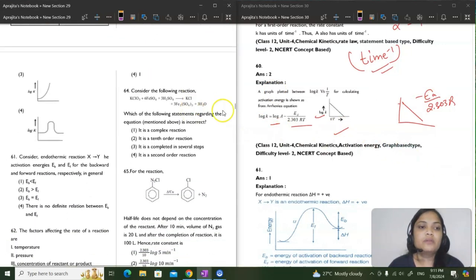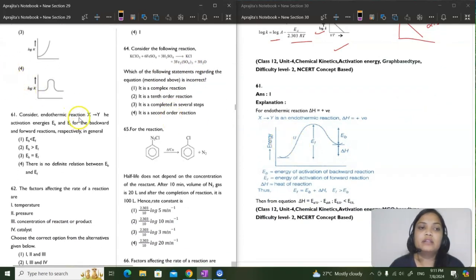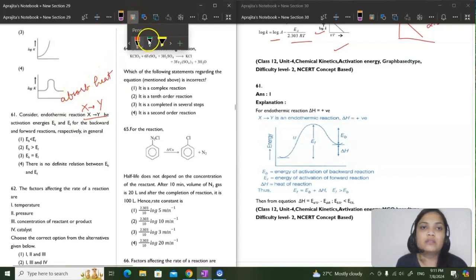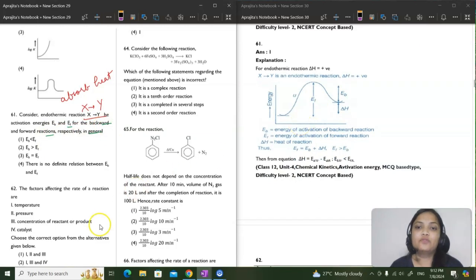Okay, question number 61. Consider endothermic reaction X to Y. Okay, X is changing to Y. It's an endothermic reaction, which means it will be absorbing heat. Okay, it will absorb heat. So that is the meaning of endothermic reaction. The activation energies E_B and E_F are for backward and forward reactions. So we have to tell which one will be more: whether the backward reaction energy will be more or the forward reaction energy will be more.